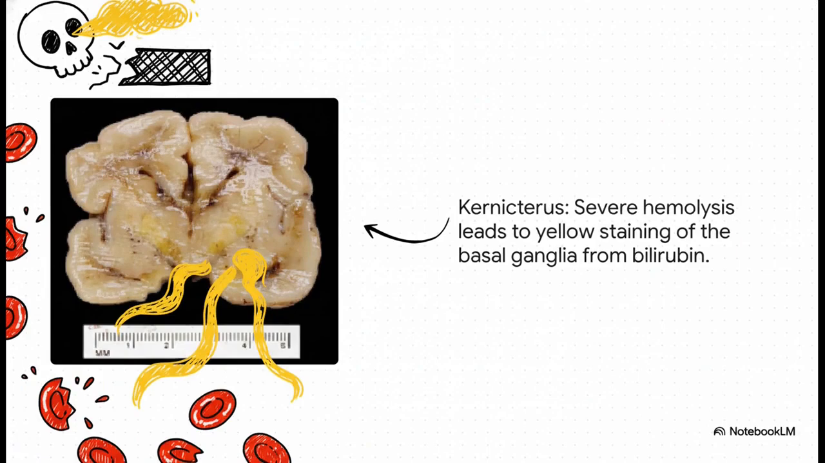So what's the biggest danger in all of this hemolysis? It's not just the anemia. It's this, kernicterus. When all those RBCs break down, what do you get? A flood of bilirubin. And this unconjugated bilirubin is poison for the brain. It crosses the baby's weak blood-brain barrier and stains the brain, especially the basal ganglia, this horrible yellow color. And that damage, it's permanent.